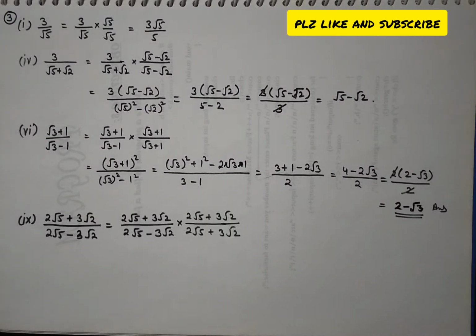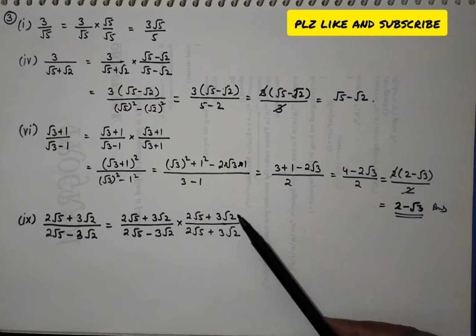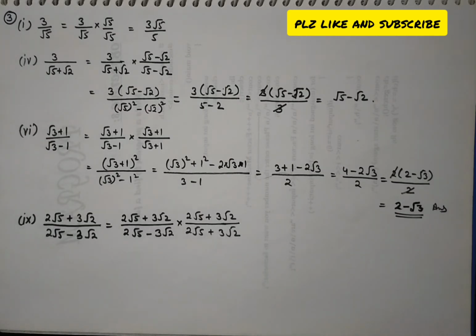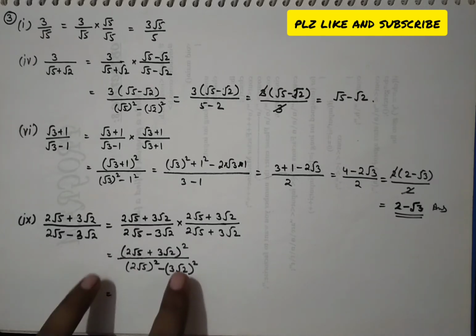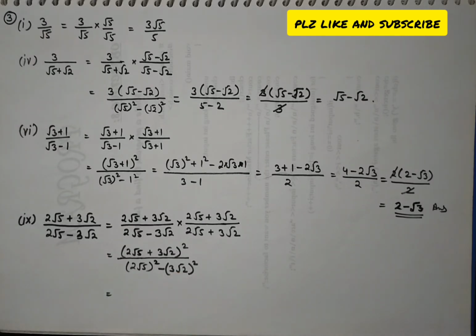Here we have multiplied by the conjugate of the denominator in the numerator as well as in the denominator. Then we have got the square of the whole in the numerator, and in the denominator a square minus b square. Now we are going to find the square of this one as (a plus b) to the whole square, and this one as a square minus b square.